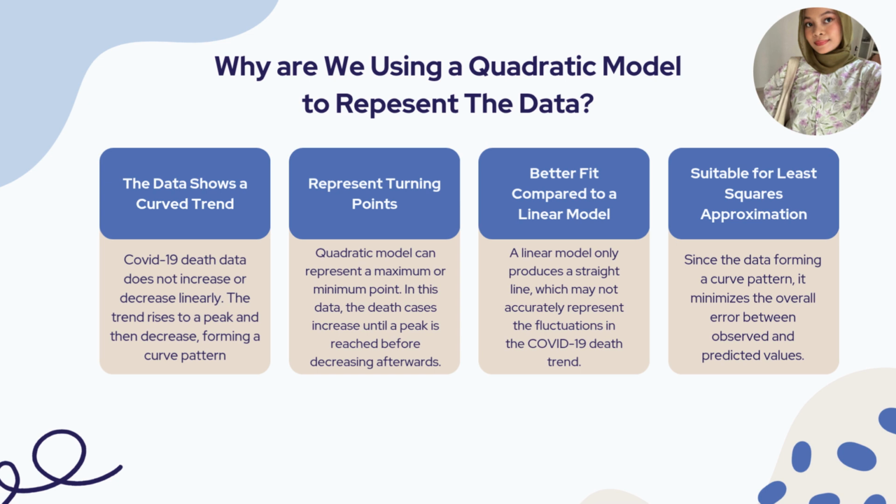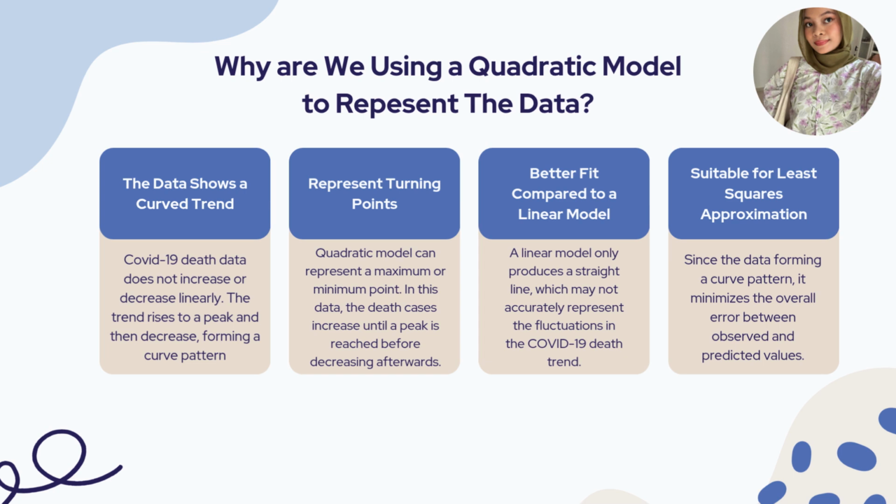Second, a quadratic model allows us to represent turning points. Linear equations go on forever in one direction, but a quadratic model can mathematically capture a maximum or minimum point. In our specific data set, it allows us to perfectly capture the moment death cases peak before they began to decrease. Third, it provides a much better fit compared to a linear model. If we try to force a straight linear line through this data, it would completely miss the reality of the situation and fail to represent the heavy fluctuations in the COVID-19 death trend.